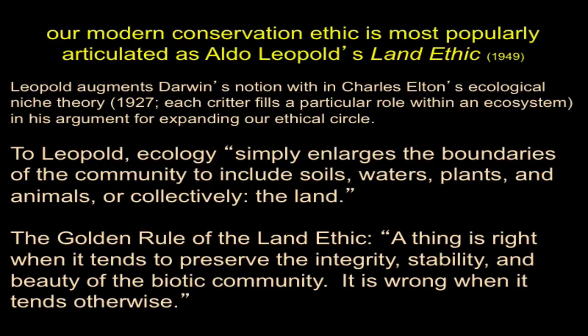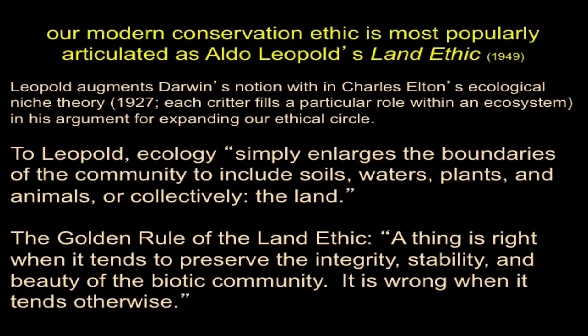So Leopold formulates one of the most popular articulations of the basis for the conservation movement, which is the so-called land ethic. He articulates this in 1949. This is what Leopold says: he takes Darwin's ideas and adds in Charles Elton, a famous, old-school ecologist who invented niche theory.